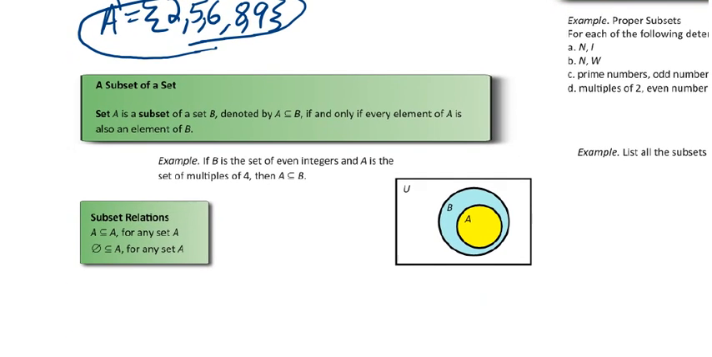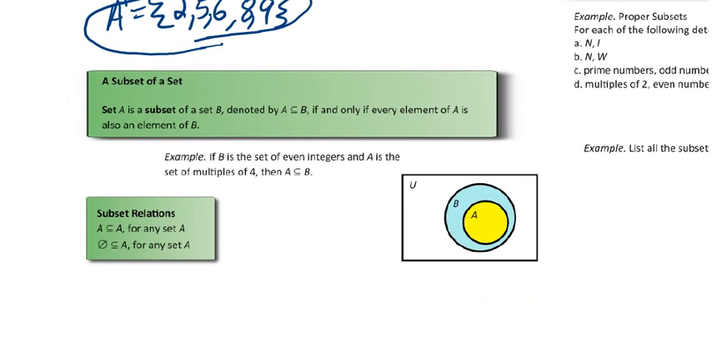So for a subset, set A is a subset of B, and it's denoted with the symbol of a U with a line under it. A is a subset of B if and only if every element of A is also in B. So in this picture, A is a subset of B if all of A is inside my B. Here, A is going to be a subset of A for any set A, and also the empty set is going to be a subset of A.